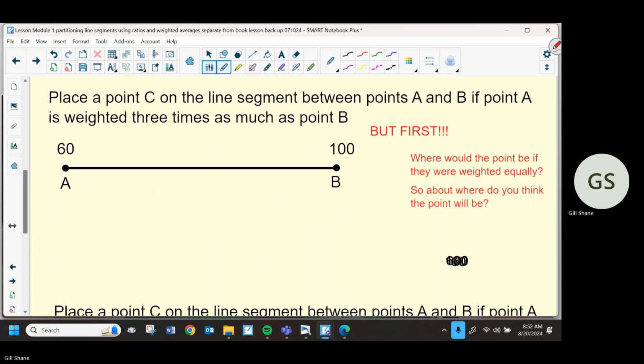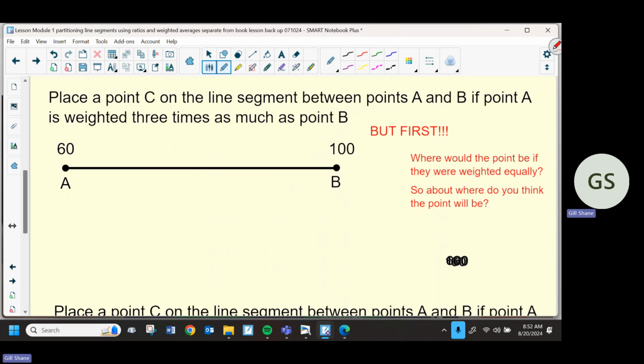First, though, if those were equally weighted, draw that out. I want you to draw this one out. We're going to do a couple things on this, and write down that whole statement up there. We did one already, so just copy this one down and you should be fine.